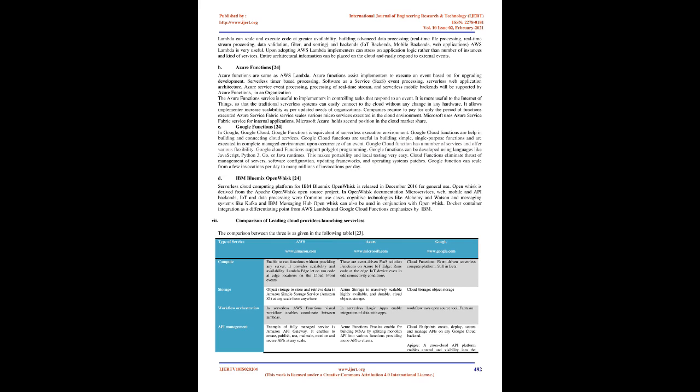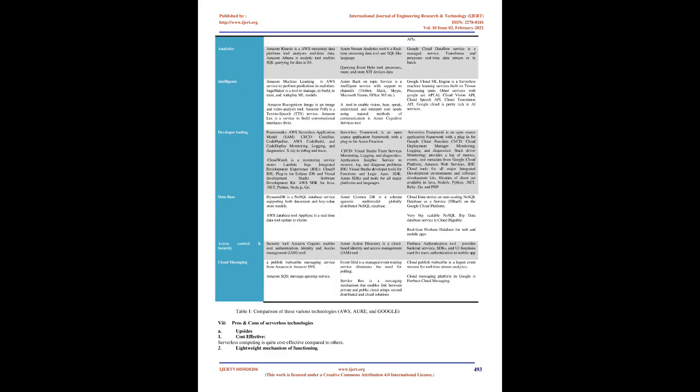AWS Lambda is very useful for building advanced data processing, real-time file processing, real-time stream processing, data validation, filtering and sorting, IoT backends, mobile backends, and web applications. Upon adopting AWS Lambda, implementers can stress on application logic rather than the number of instances and kind of services. Entire architectural information can be placed on the cloud and easily respond to external events.